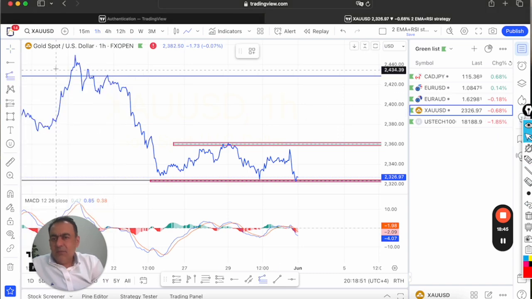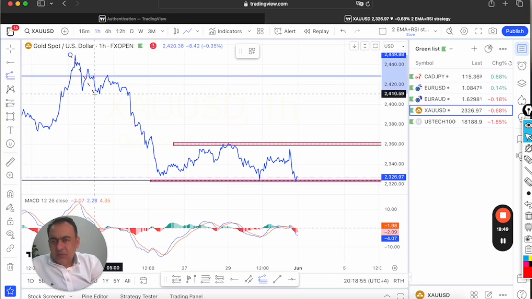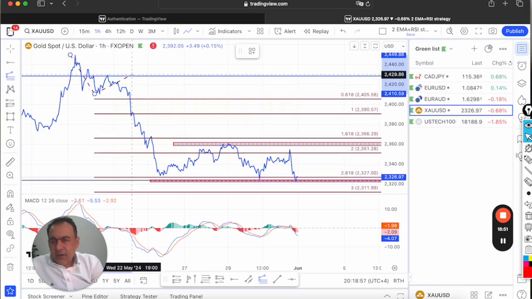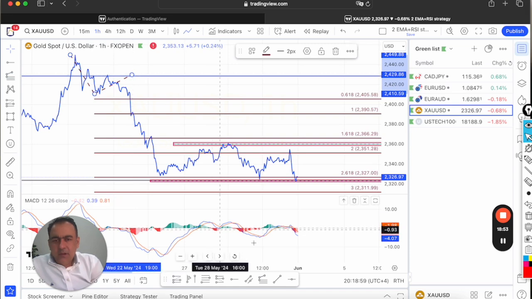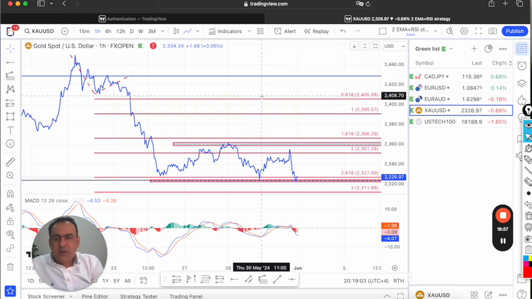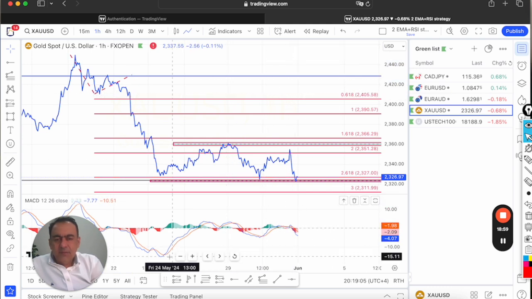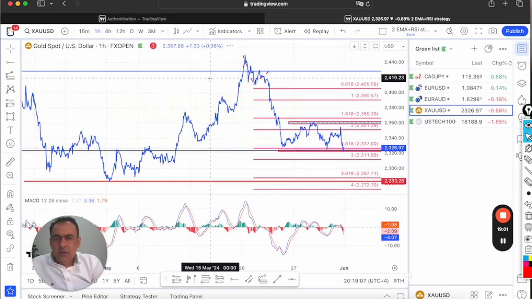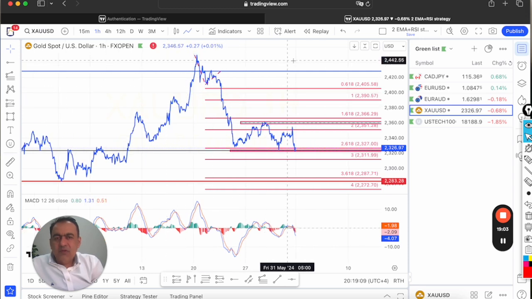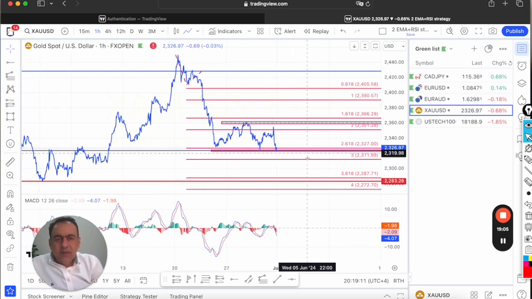So here I'm starting from the highest, connecting to the first low and the pullback point. Now it's a bearish cycle, so let's use bearish colors here. So the red cycle is the bearish cycle for gold, and I've plotted fib extension on this bearish cycle. Currently we are at 2.618.